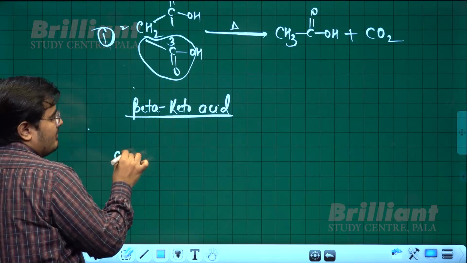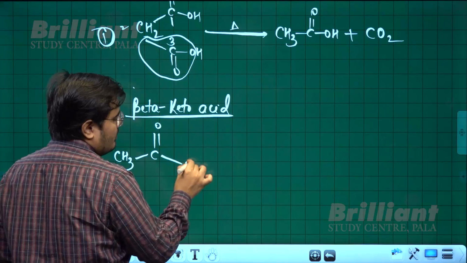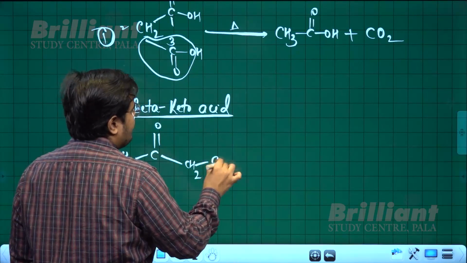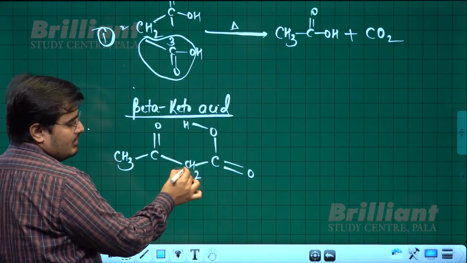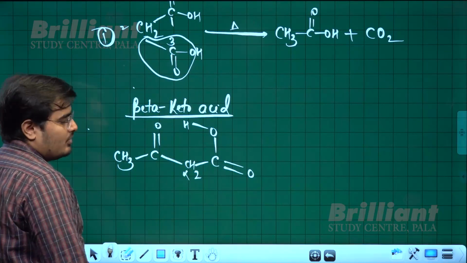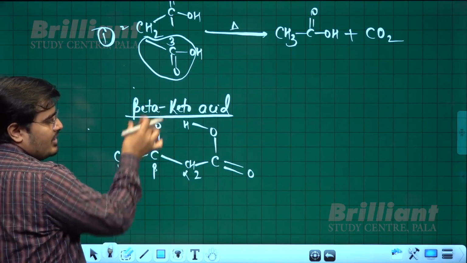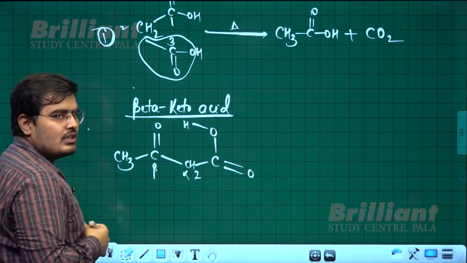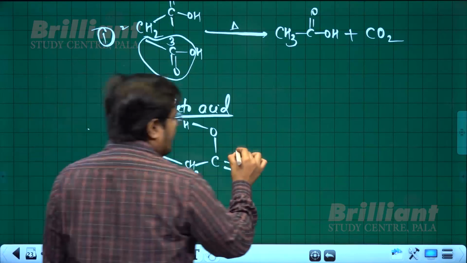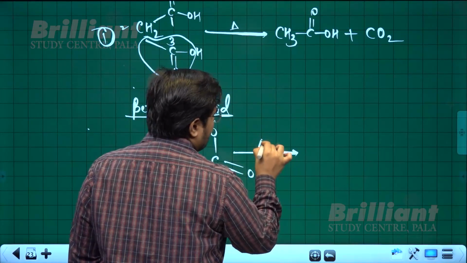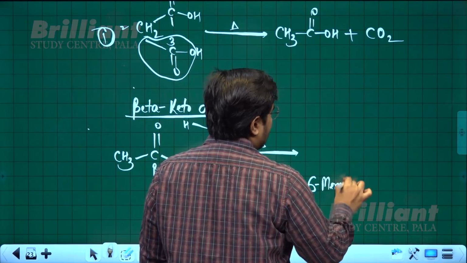For example, if I am having a substrate like this, which is CH3, C double bond O, CH2, C OH double bond O. So if I say the position right next to the carboxylic group is alpha, this will be beta. Since I have a keto group at beta position, this is a beta keto acid. What happens in this case is, on heating, the reaction actually passes through a 6-membered transition state.